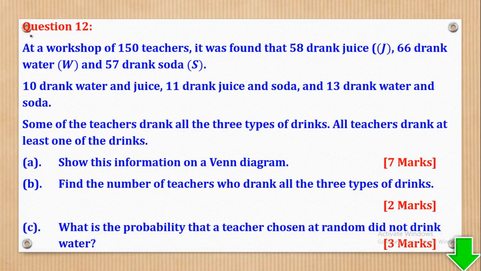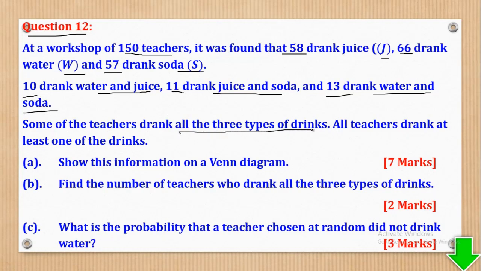Okay, so that was question 11. Now we shall go to question 12. Question 12 says, at a workshop of 150 teachers, it was found that 58 drank juice, 66 drank water, and 57 drank soda. 10 drank water and juice, 11 drank juice and soda, and 13 drank water and soda. Some of the teachers drank all the 3 types of drinks. All teachers drank at least one of the drinks.